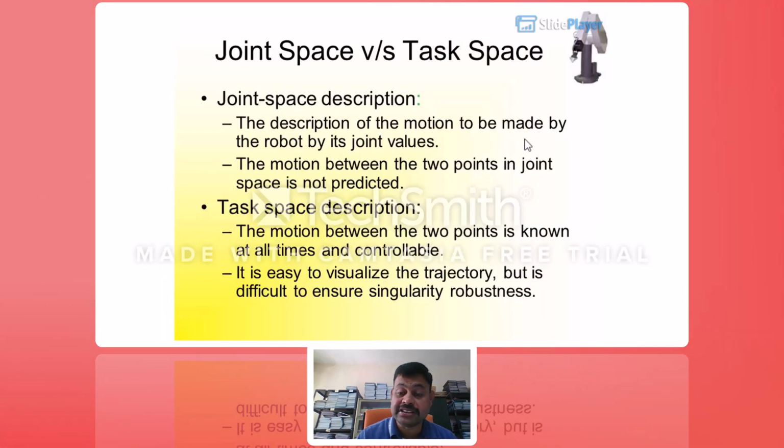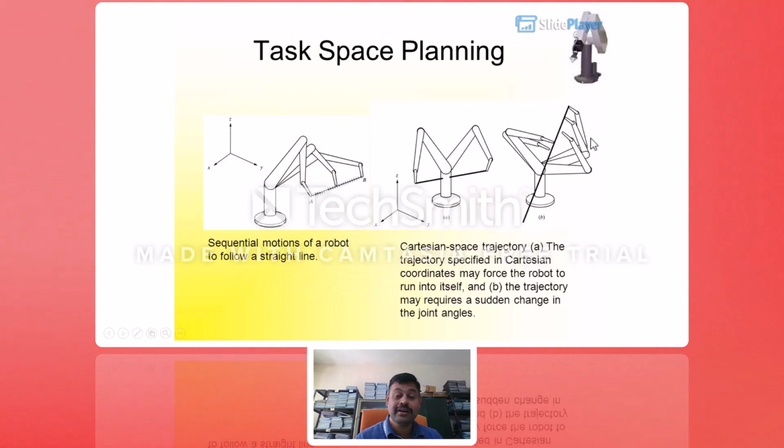Here we need to understand the difference between joint space and task space. Joint space is the description of motion to be made by the robot by its joint values. Joint value means angle or something similar. The motion between two points in joint space is not predicted. In task space description, the motion between two points is known at all times and controllable. It is very easy to visualize the trajectory, but it is difficult to ensure singularity robustness. That is important.